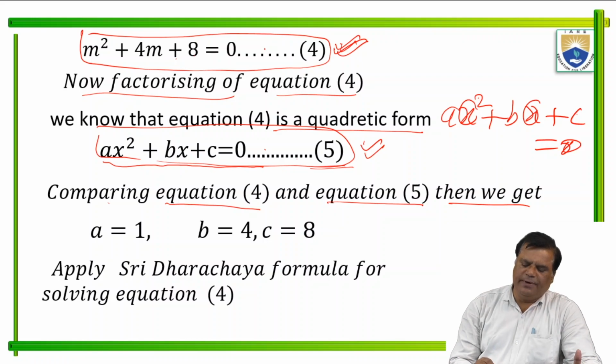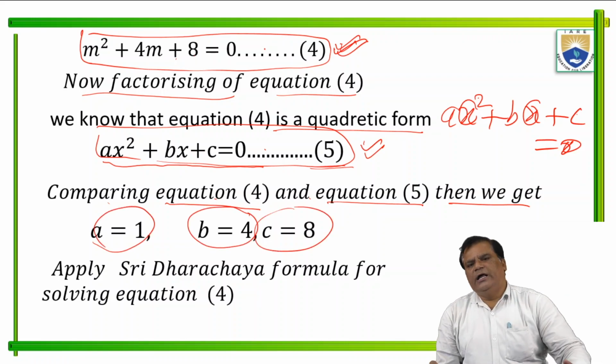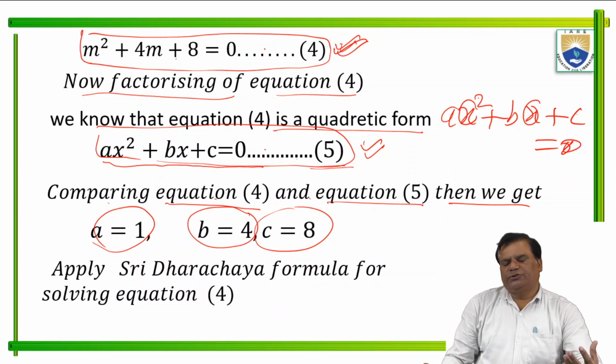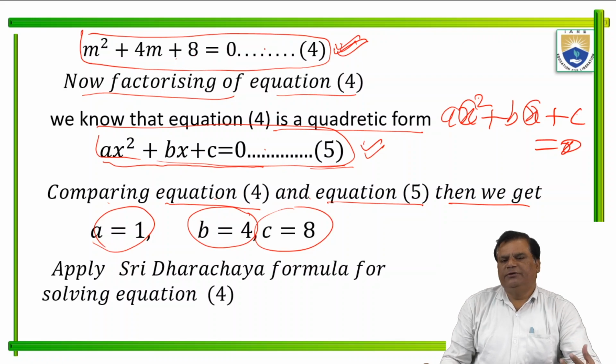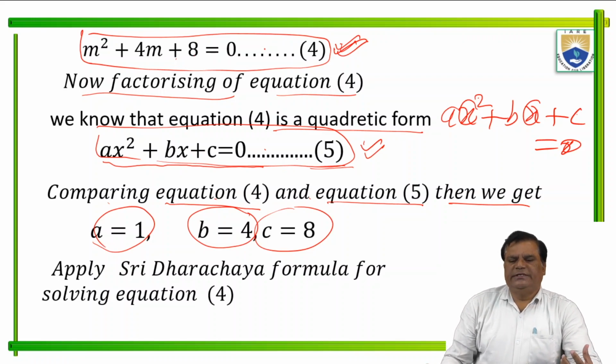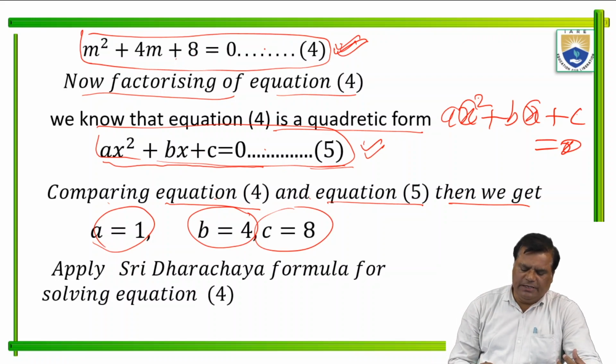After comparing equation 4 and equation 5, we get the value of constant a is 1, b is 4, c is 8. Always, if we are solving any equation which is in quadratic form, we first find the values of a, b, c. a, b, c are the multipliers of x square, x, and the constant. So a, b, c are three constants, and we first find their values here.